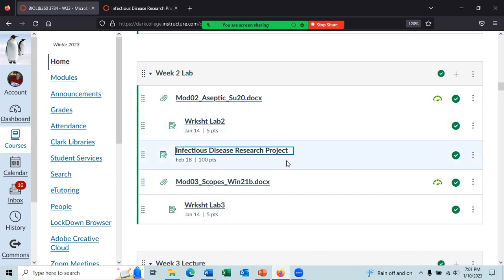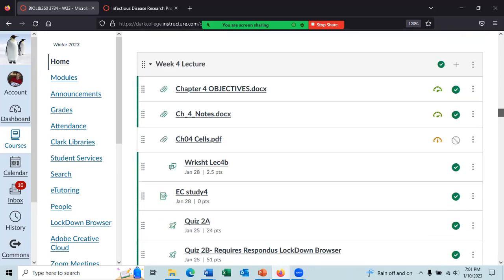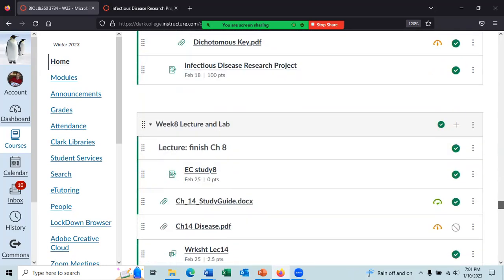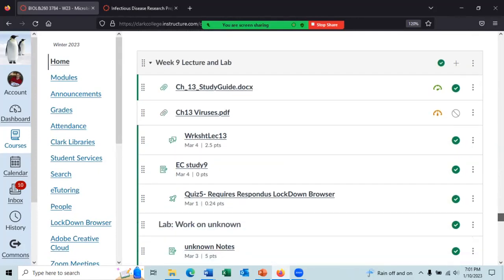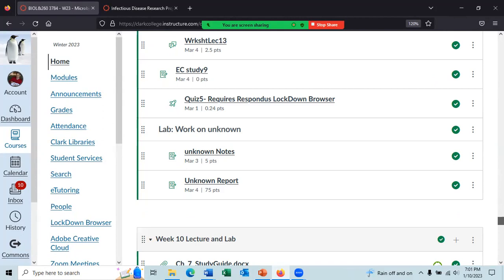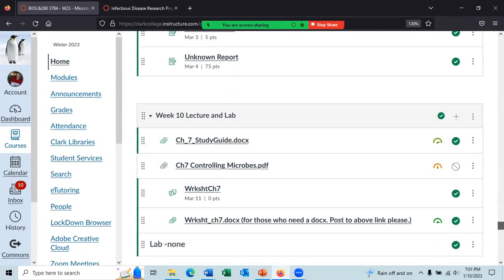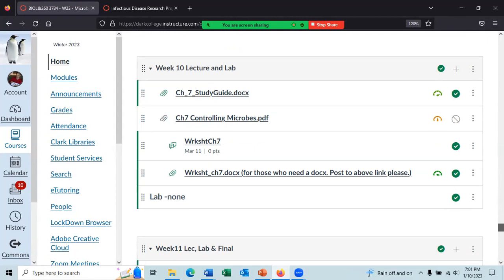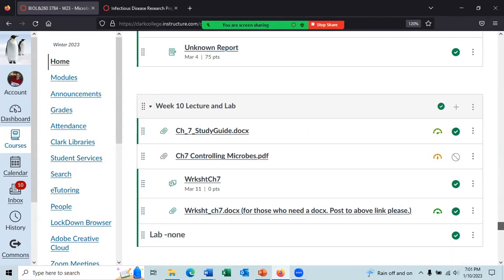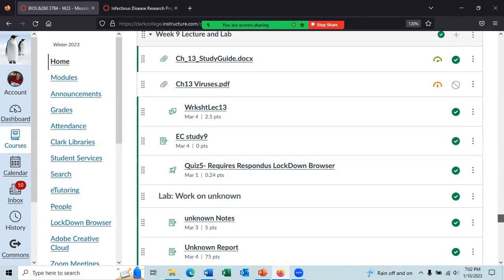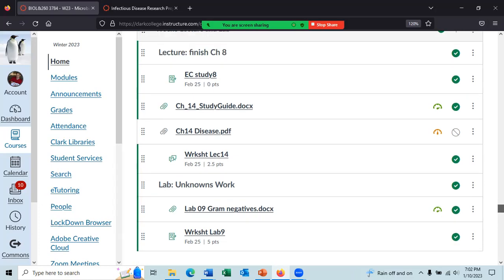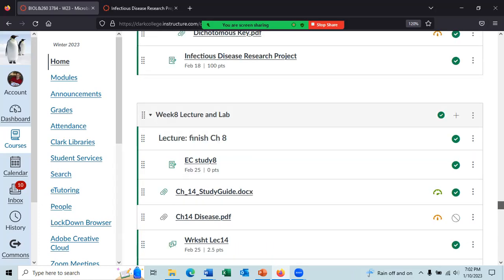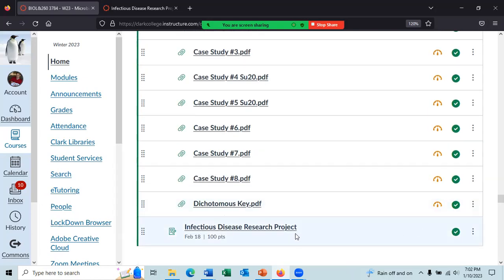I don't see, oh, I got the rubric attached to the instructions, that's right. All right, so this is just a Word document. Any questions about any of that? It looks like I do not have an example. And it's due February 18th.